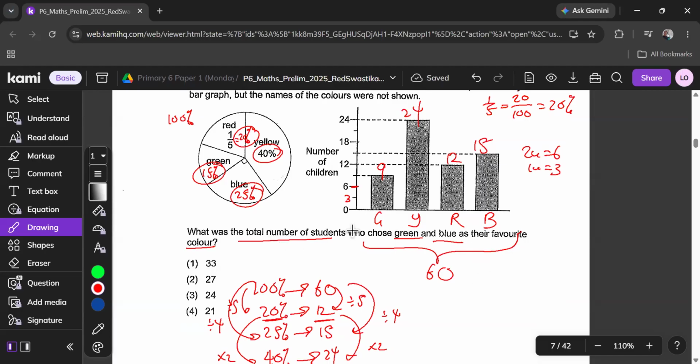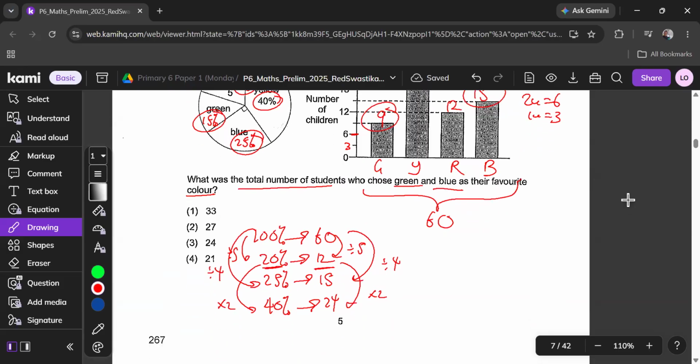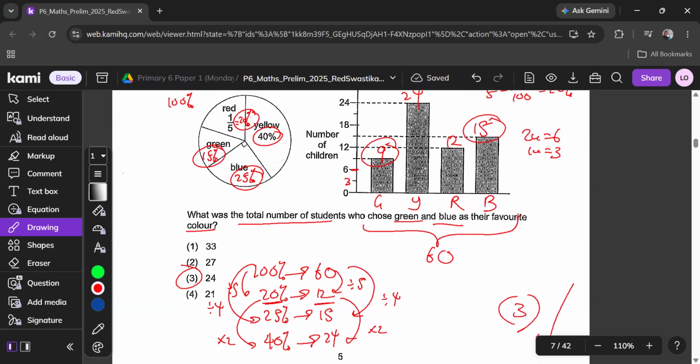So what's the total students who choose green and blue? Then you take green plus the blue. So 9 plus 15, you will get 24. The answer is number 3, which I forgot to give you the answer. Do you get number 3?